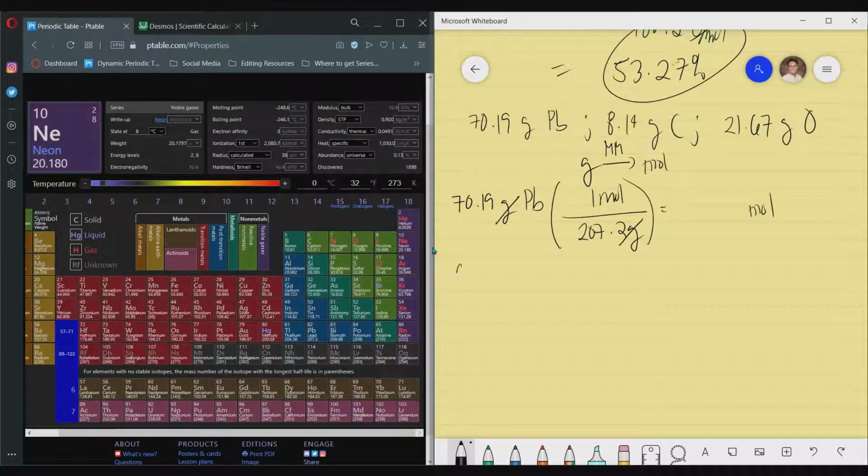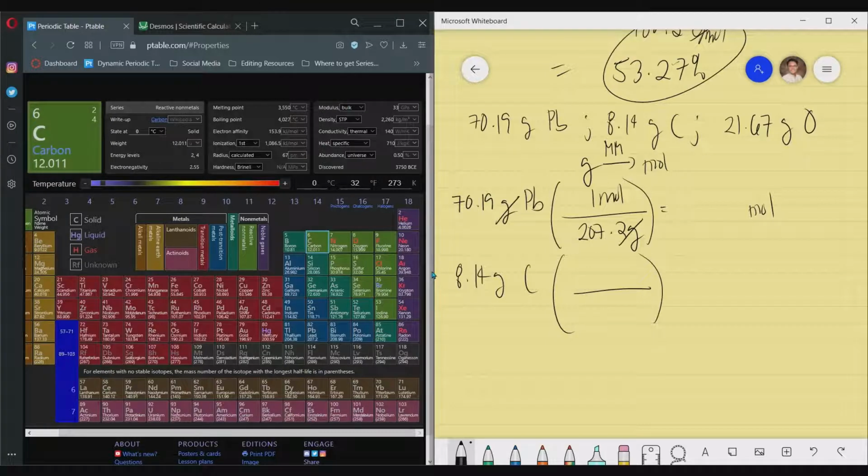The next one, let me write first the solution, 8.14 grams of carbon. Again, using the molar mass of carbon as well. Carbon is this one. I'll be getting 12.01 grams, 1 mole. Grams will be cancelled. I now have the unit mole, which is the one I'm required to have.